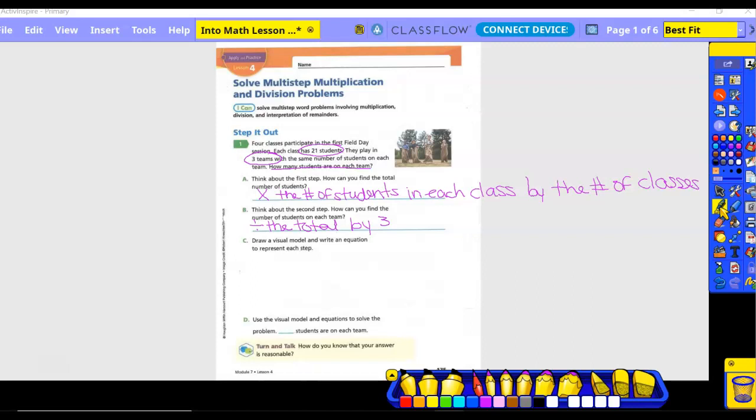Okay, so we also forgot to circle that we had 4 classes, right, guys? Okay, so I can draw 4 boxes, and how many kids are in each class? What do we say? 21, right? So I would take what to find the total? 21 times 4. What's 4 times 1? 4. And then 4 times 2 is 8. So there's 84 total students, right?